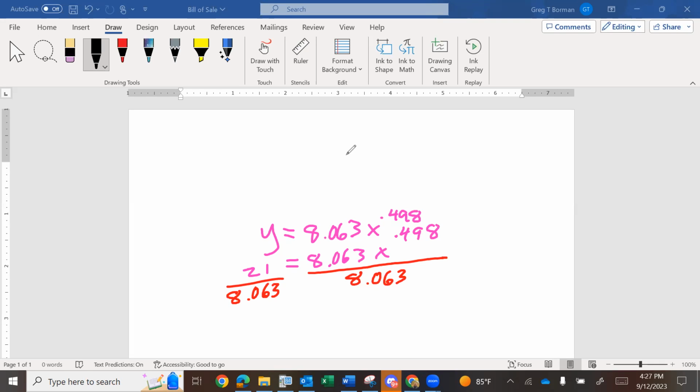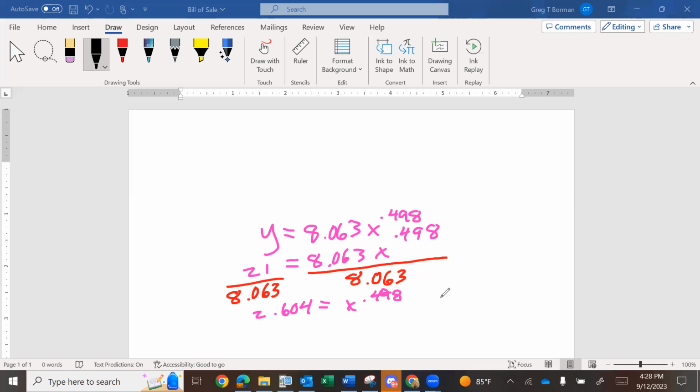So I'm just going to do it on my handheld calculator, not the computer one. 21 divided by 8.063. And that gives me 2.604 equals x to the 0.498. Now at this point, we've got to get just a little bit creative.